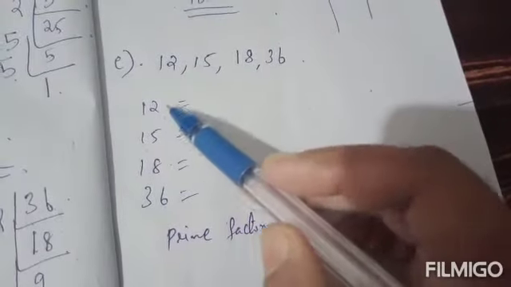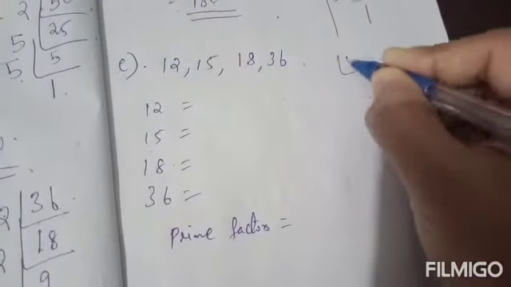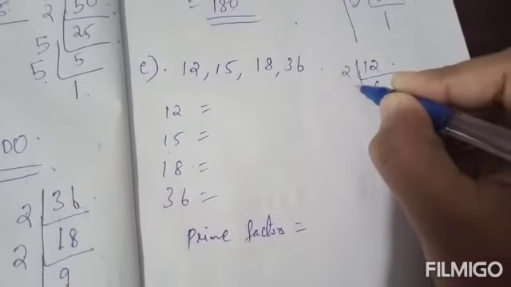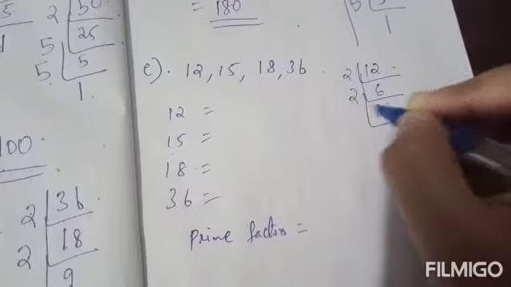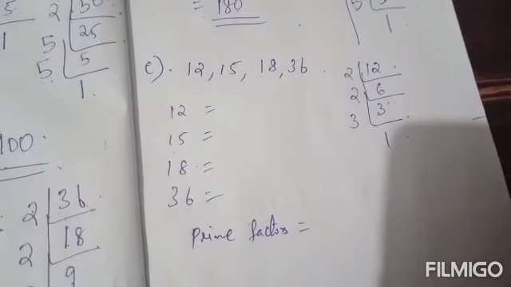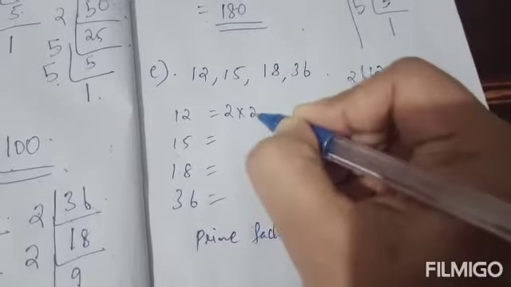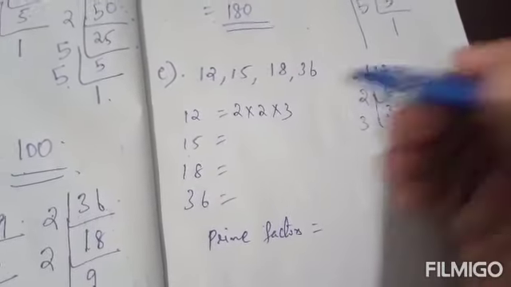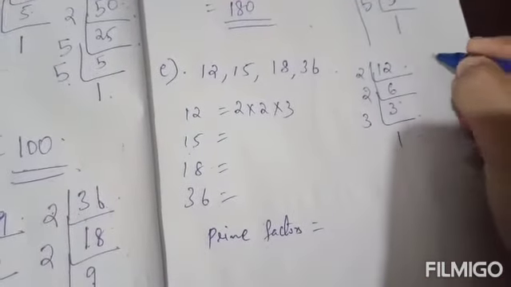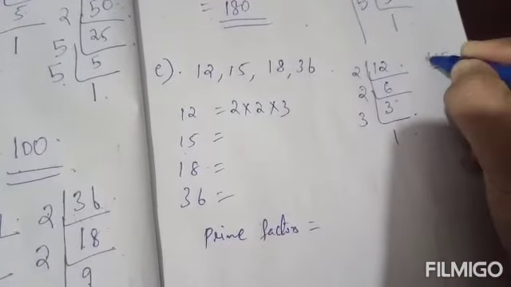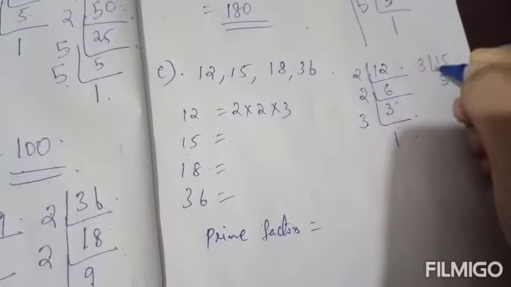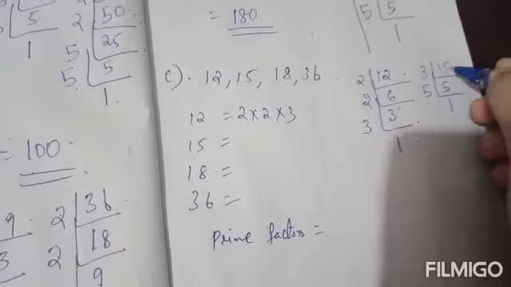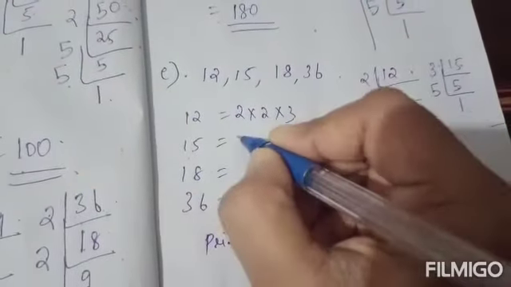So first we can do the prime factorization of 12. 12 you can divide by 2, 6. 6 divided by 2, 3. 3 divided by 3, 1. Okay, so 2 into 2 into 3. 12 equal to 2 into 2 into 3. Next, 15. So 15 dividing by 3, you will get 5. 5 on dividing by 5, 1. So 15 equal to 3 into 5.